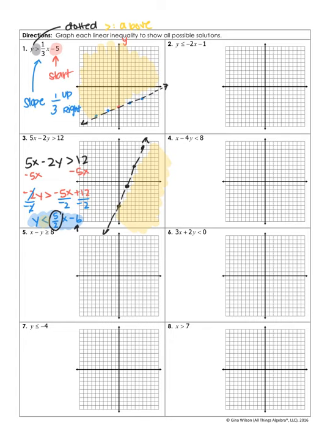All right, go ahead and try number 4 on your own. So get that solved for y first. Then plot your y-intercept and move your slope.